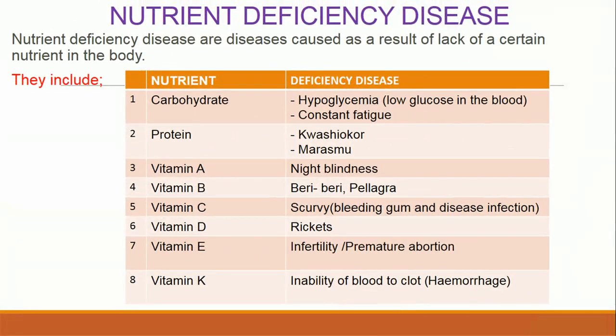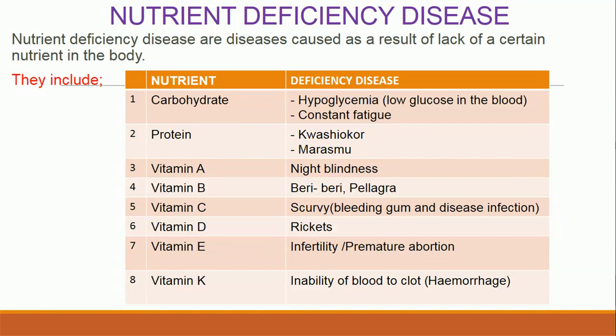Alright, let's look at nutrient deficiency diseases. These are diseases that are caused as a result of lack of a certain nutrient in the body. If the body lacks carbohydrate, the kind of disease such a body will suffer from is called hypoglycemia. That is low glucose in the body or in the blood. It can also lead to constant fatigue.